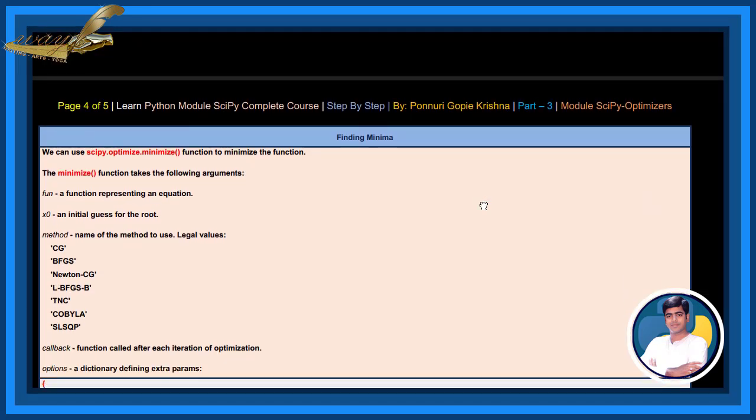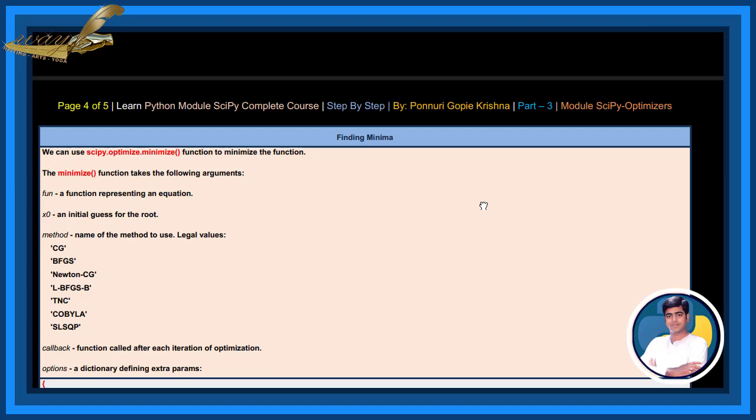Finding minima. We can use the scipy.optimize.minimize function to minimize a function. The minimize function takes the following arguments. Fun, a function representing an equation, and x0, an initial guess for the root. Method, the name of the method to use. Legal values: CG, BFGS, Newton-CG, L-BFGS-B, TNC, COBYLA, SLSQP.